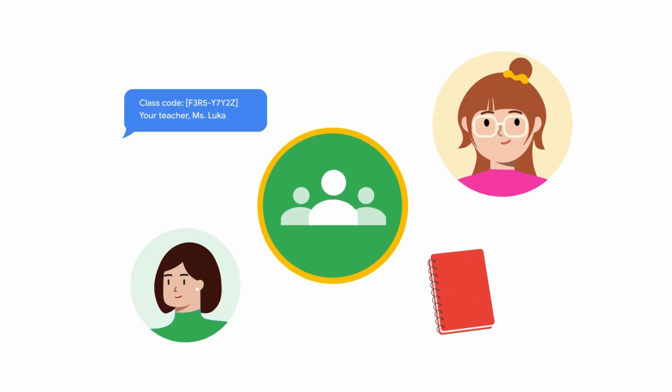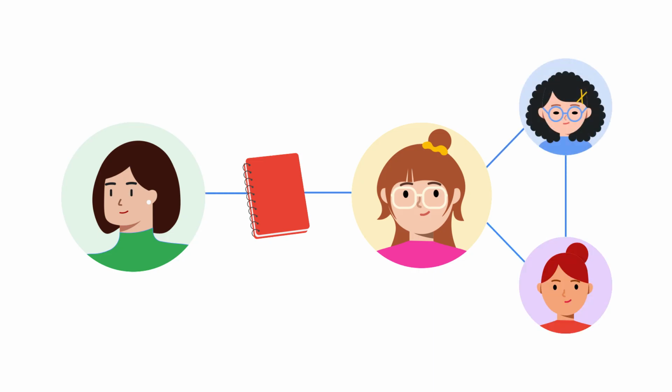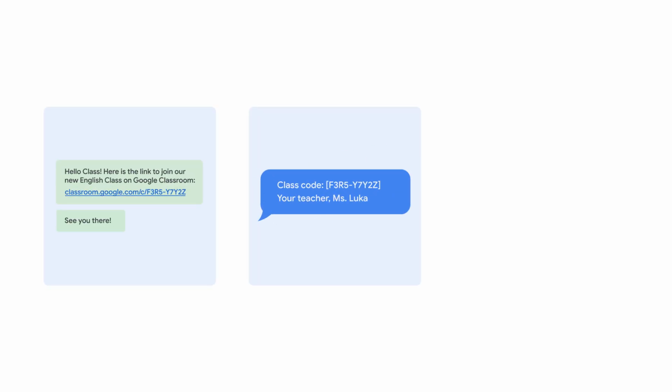In this video, you'll learn how to join a class with a class code in Google Classroom. Once you join a class, you can receive assignments and connect with your classmates. Your teacher will either send you a link, provide you with a unique class code, or invite you with a link. Once you have the code, you're ready to join the class.